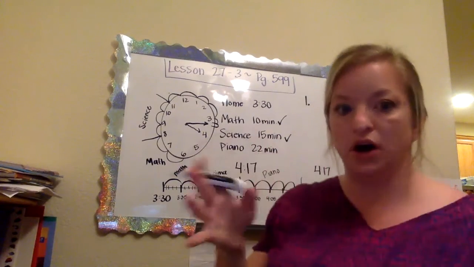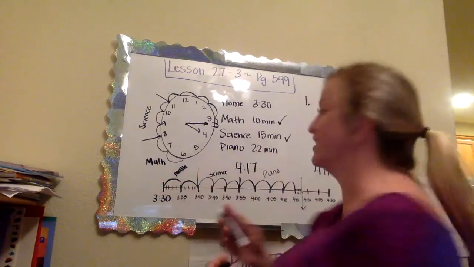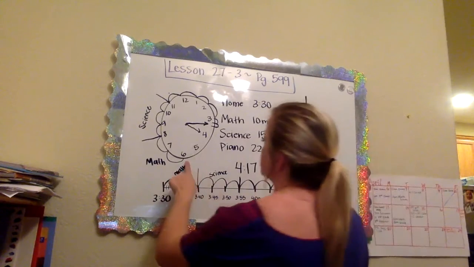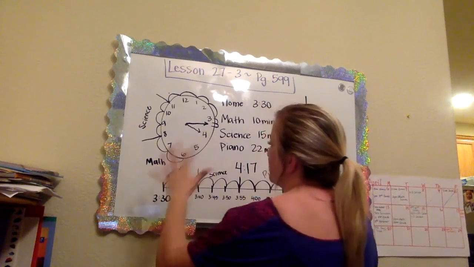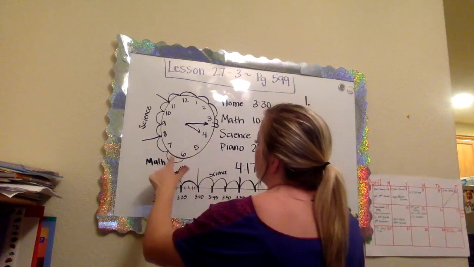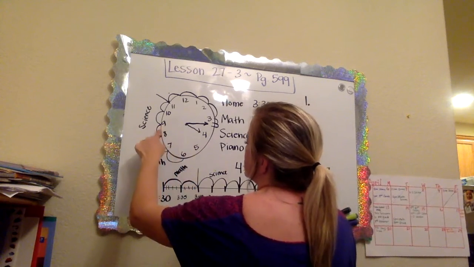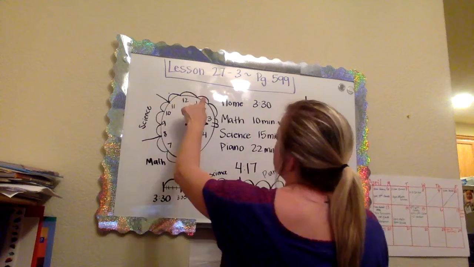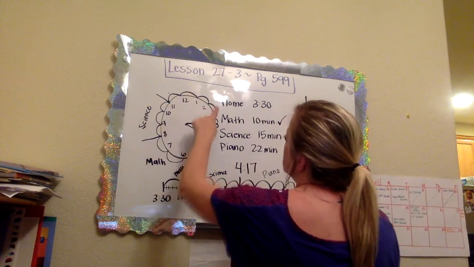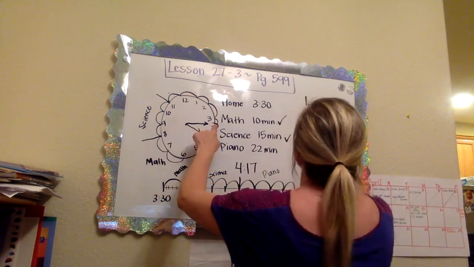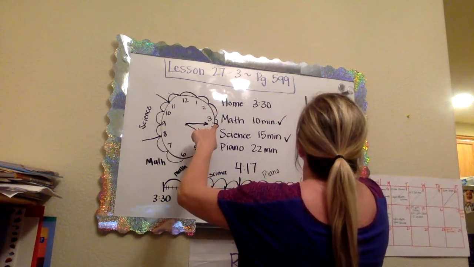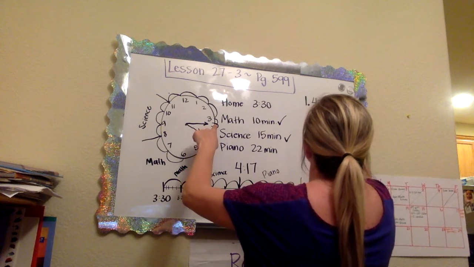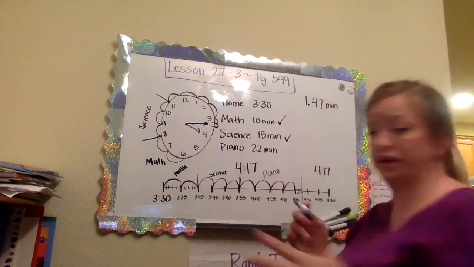Feel free again to pause and then watch this and see if you got it right. So we're going to start out at 3:30. I'm going to count by 5s. 5, 10, 15, 20, 25, 30, 35, 40, 45, 46, 47. 47 minutes. That is one way to do it.